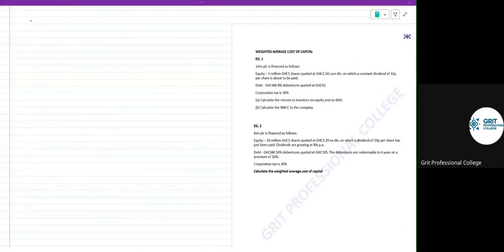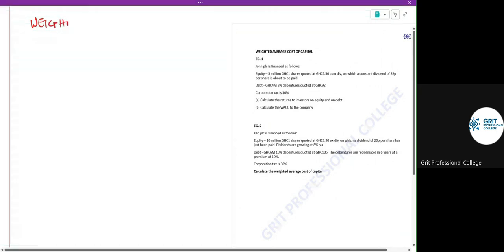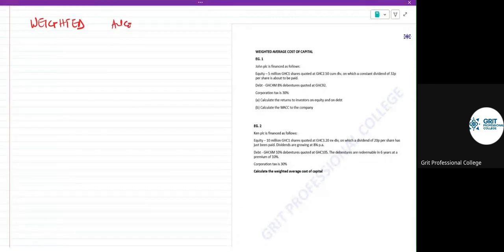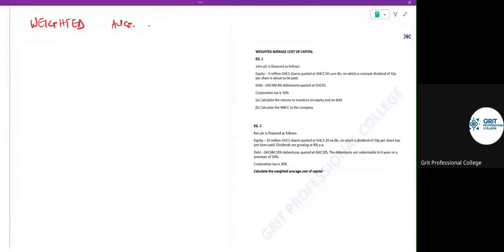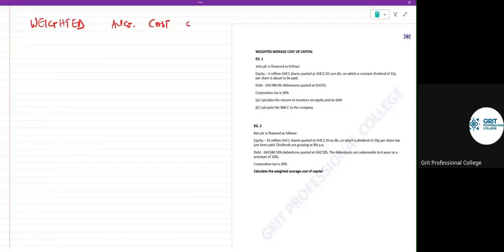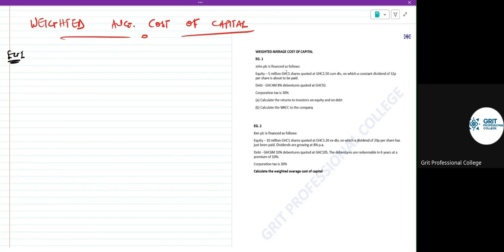So almost always, we have the weighted average cost of capital, right? So example 1, John PLC is financed as follows. So it means that the company has the following sources of finance.